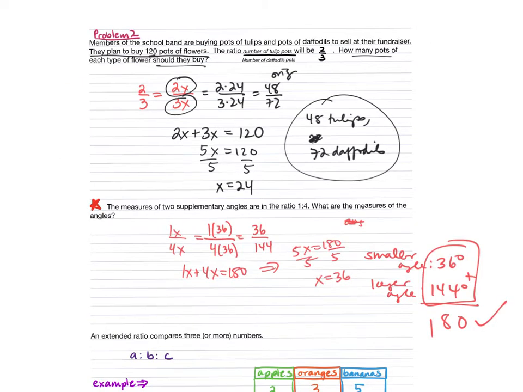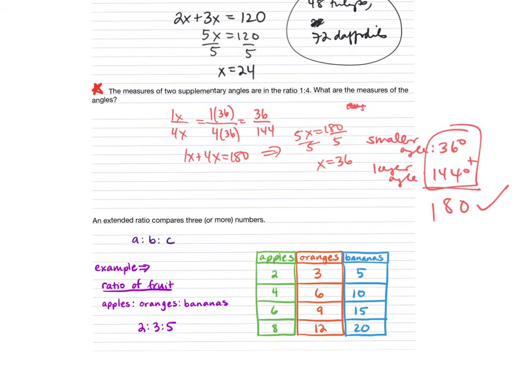Okay, so for this one here, the x ends up being 36, right? Because when you put your x there and you add them up, you get 180. We get x equals 36. So then you multiply them out, it's 36 and 144. When you add them together, you do get 180. So the two angles are 36 and 144.